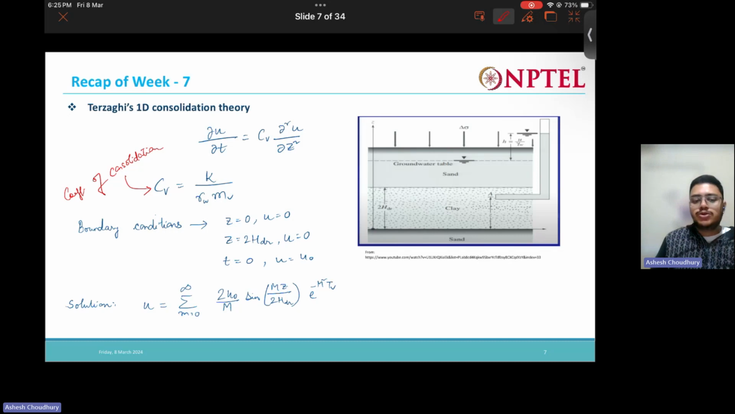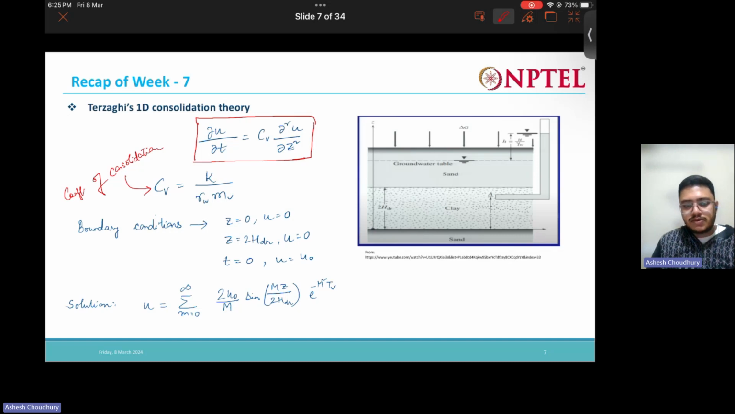Gamma W is nothing but the unit weight of water, and Mb is the coefficient of volume compressibility. So this is a very important equation, which is known as the one-dimensional consolidation equation. In order to solve this one-dimensional consolidation equation, which is a partial differential equation, right?